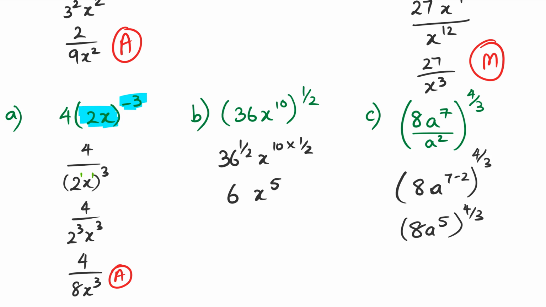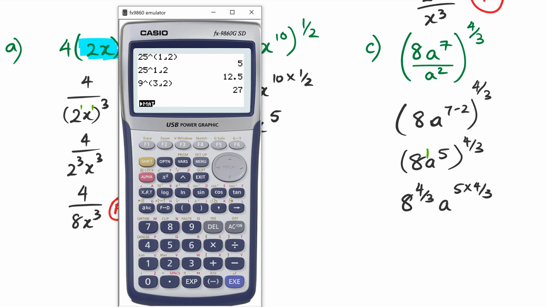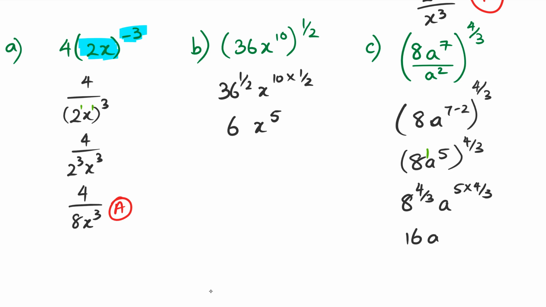All right, it just makes it a little bit faster, and then because I've got them as powers of 1 and 5, I'm going to rewrite this as 8 to the power of 1 times 4/3, which is just 4/3, and then a to the power of 5 times 4/3. So 8 to the power of 4/3, I'm going to use my calculator for that. Make sure 4/3 is in a bracket, and I've got 16. And then a to the power of 5 times 4/3, that's just going to be 20 over 3. Is that all right there? Okay, so that question was a merit question, and the second question there was an achieved question.